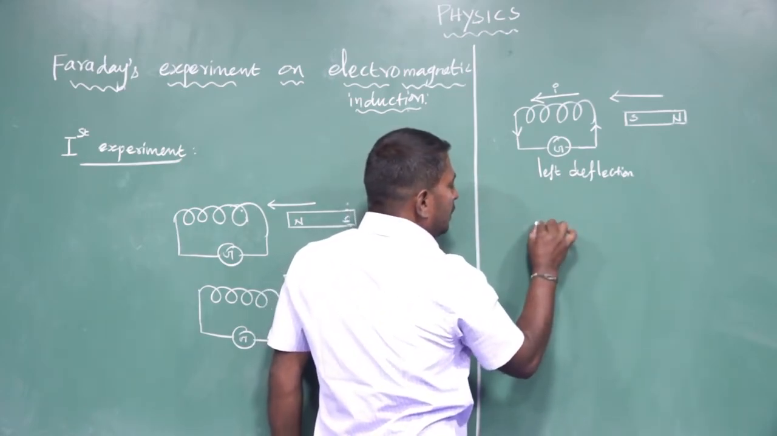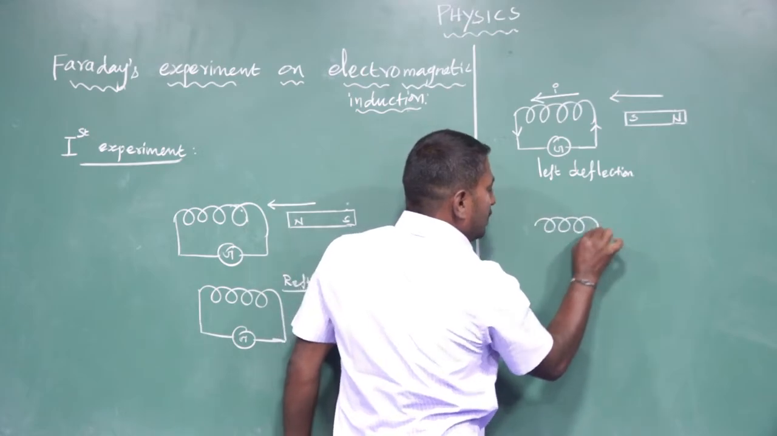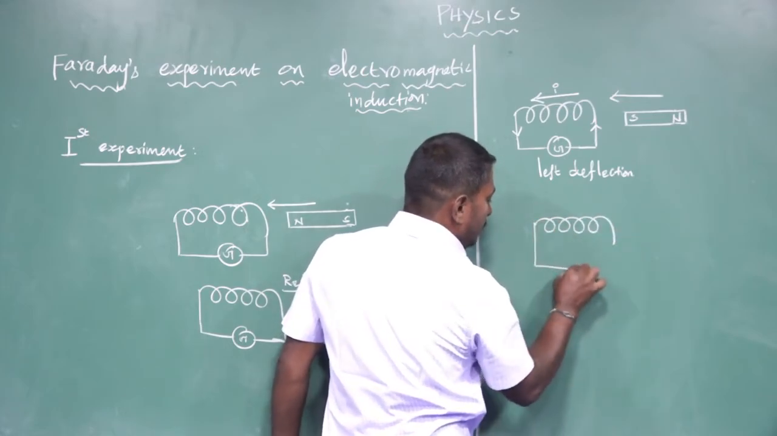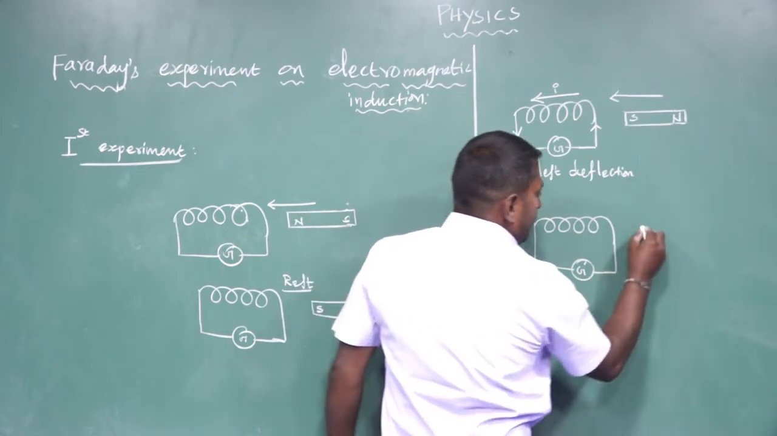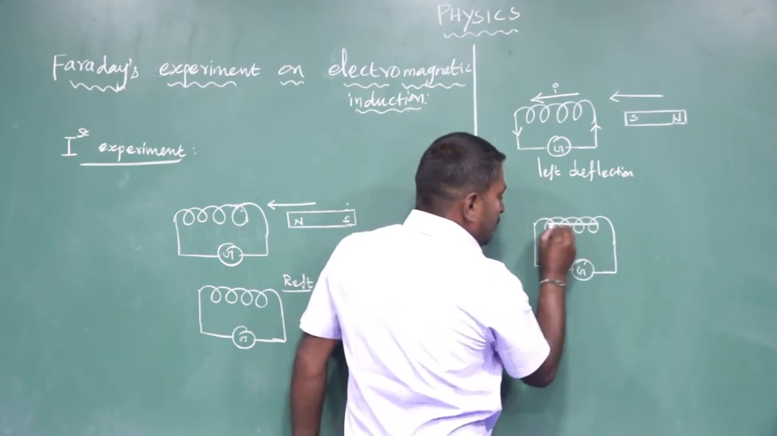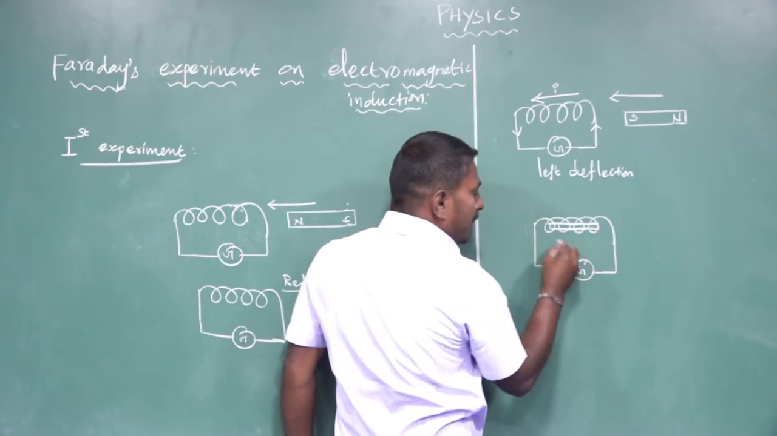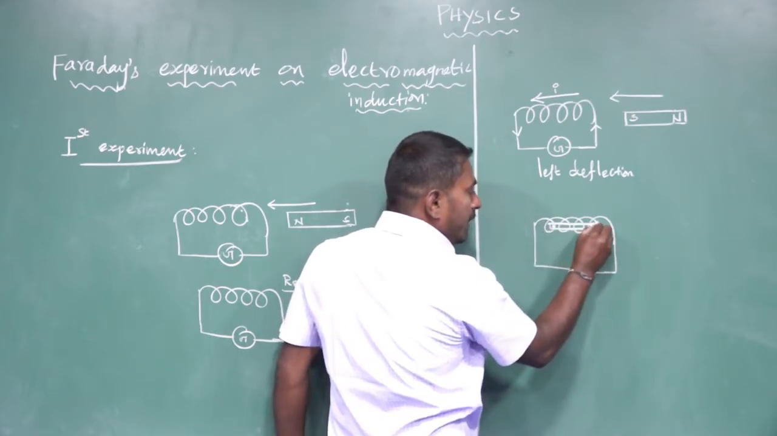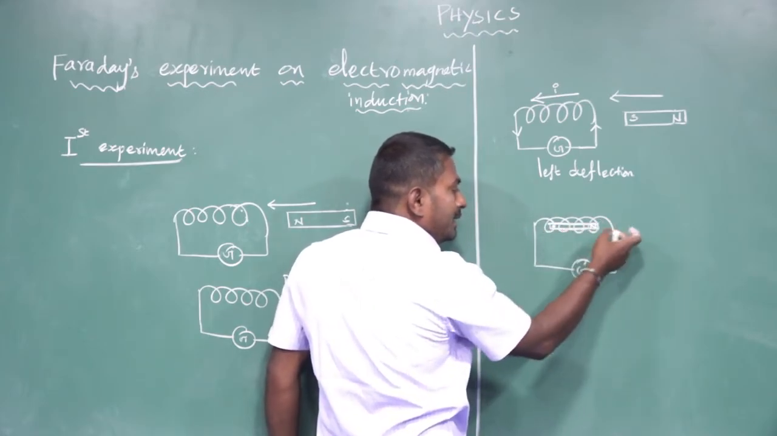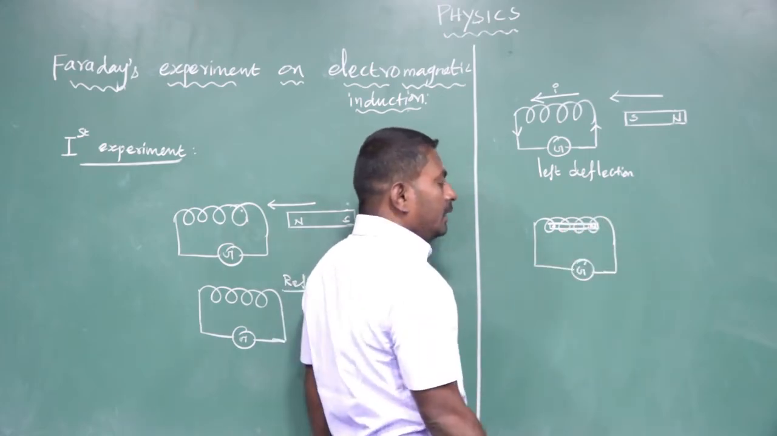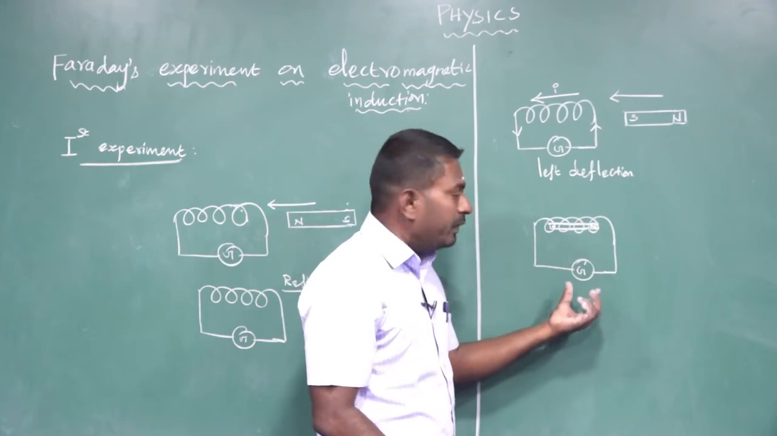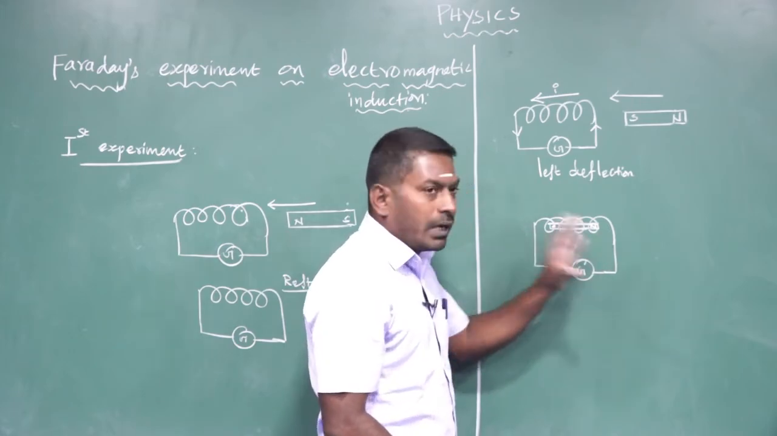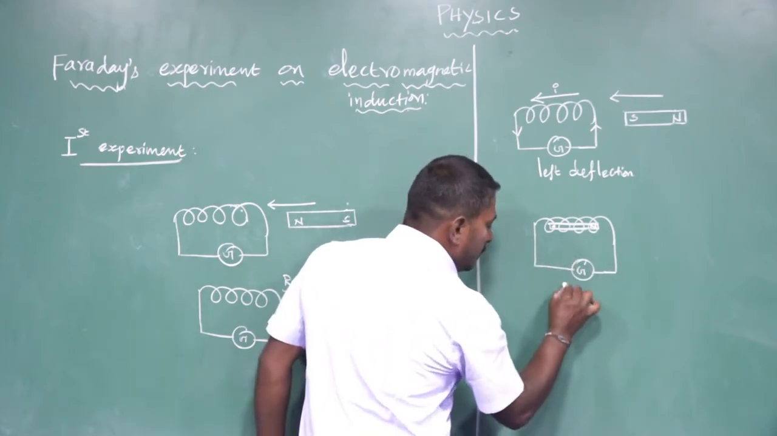Next, the same closed circuit. See the bar magnet, south pole and north pole. The bar magnet is inserted inside the coil. We notice the galvanometer does not show any deflection, which indicates that there is no current flowing in the closed circuit.